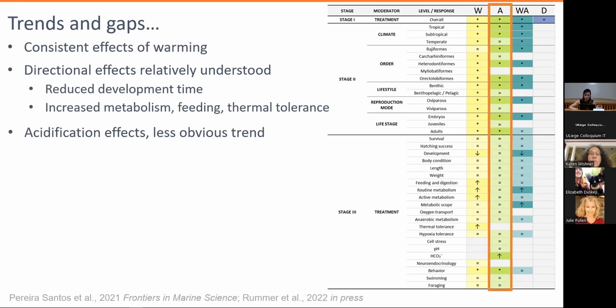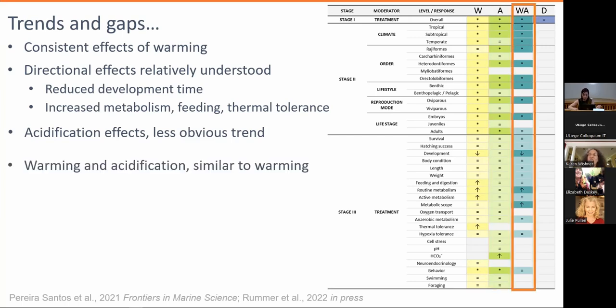In fact, there weren't any directional effects overall over all of these biological responses, except for increased buffering, of course, to reestablish acid-base balance. The effects of warming and acidification in combination mostly match those for warming, as I mentioned earlier, although different levels of responses are apparent, and considerable knowledge gaps really do preclude a lot of further assessments.